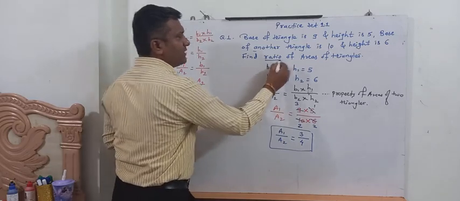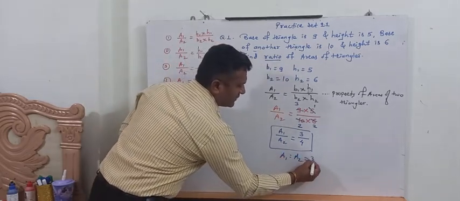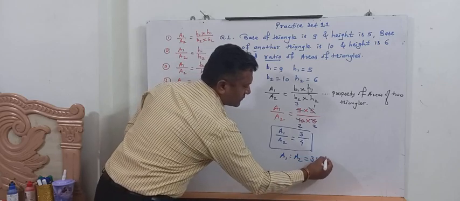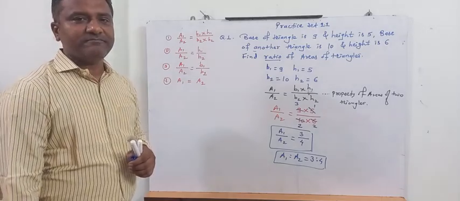So you have to find out the ratio. It can be mentioned like A1 is to A2 equal to 3 is to 4. So this is your final answer for this particular question. Okay.